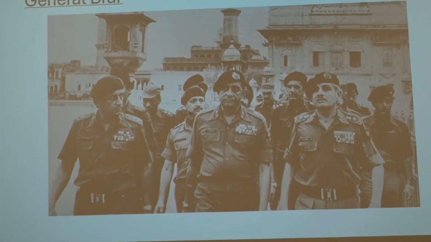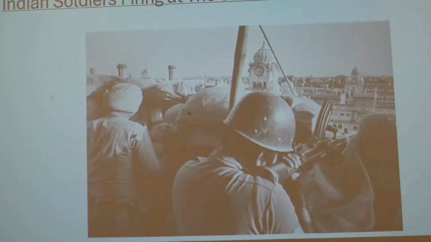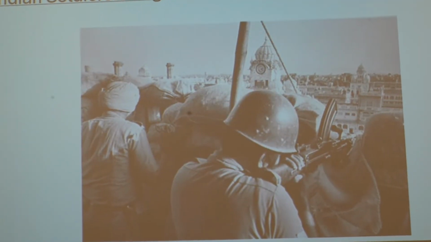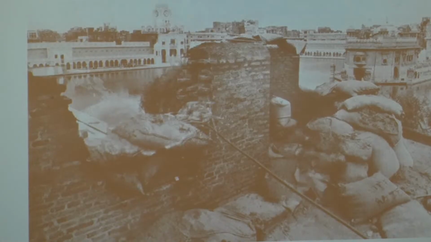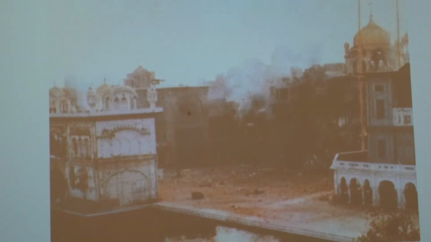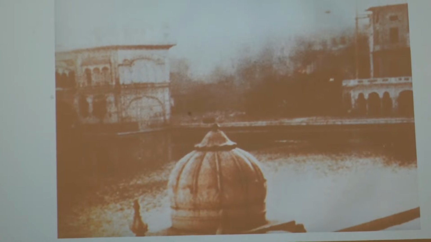Okay, next. This is the army generals parading after the attack. Next. Again, army generals. Next. You can see death and destruction. Next. Destruction of Akal Takht by tanks. Next. These are the people.